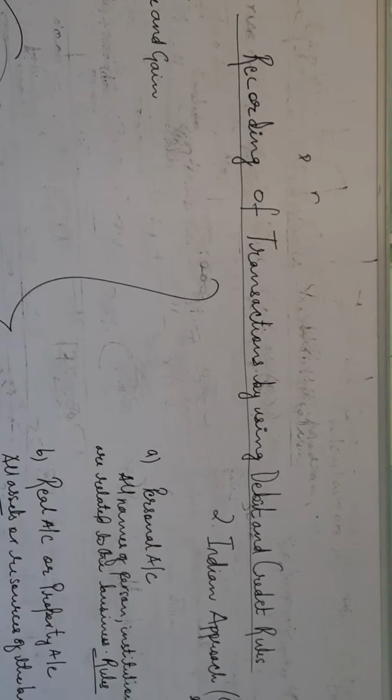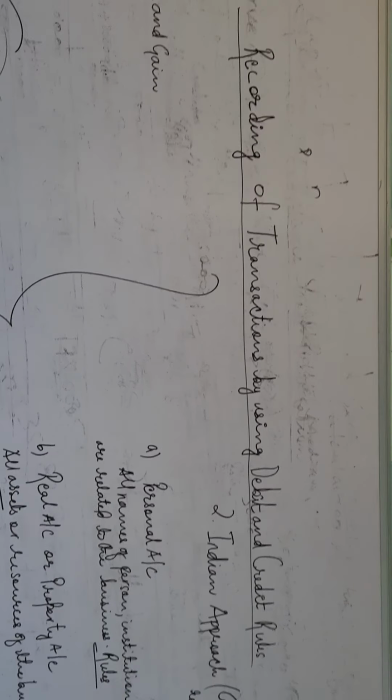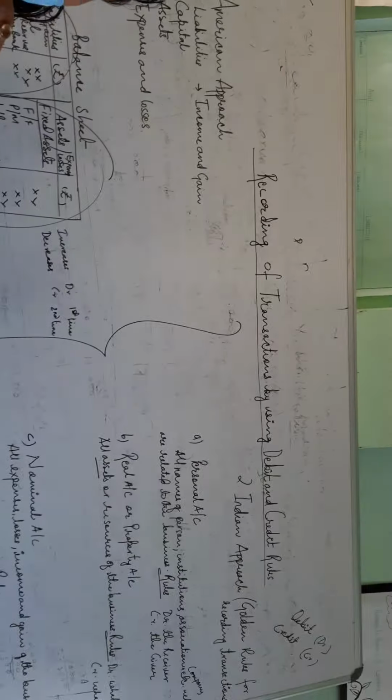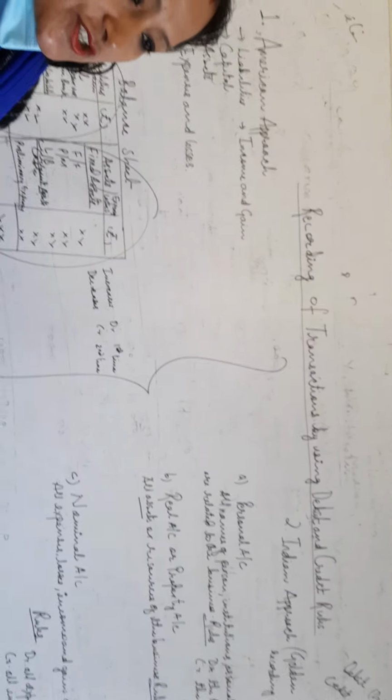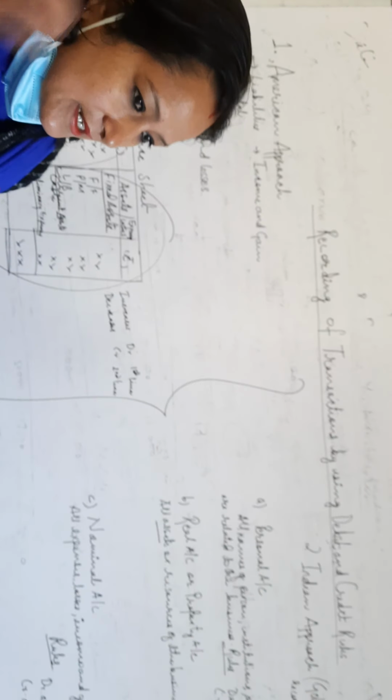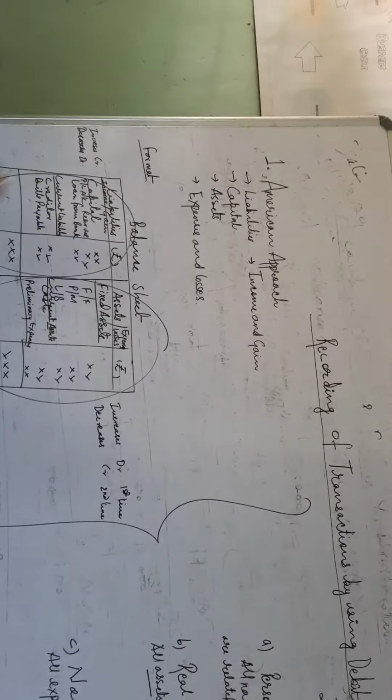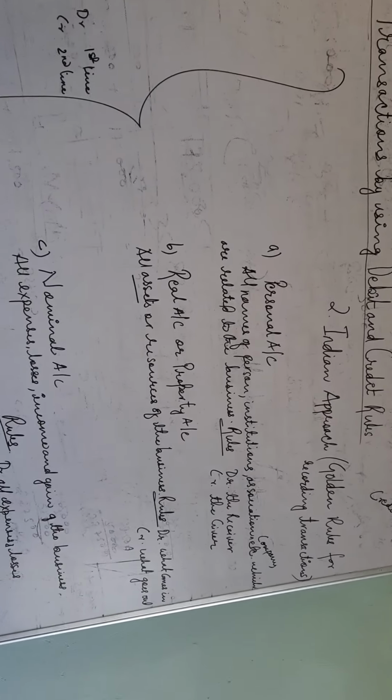Okay. So actually we have two approaches. We have two methods for recording the transaction by using debit and credit. Okay. One is the American approach. Another one is the Indian approach. Got it? Are you clear?